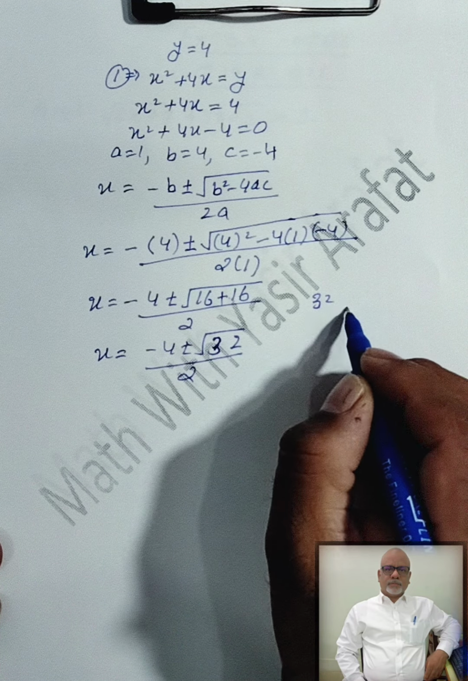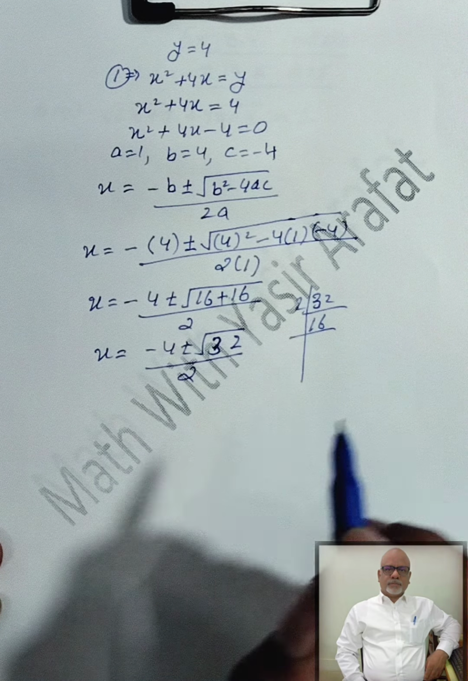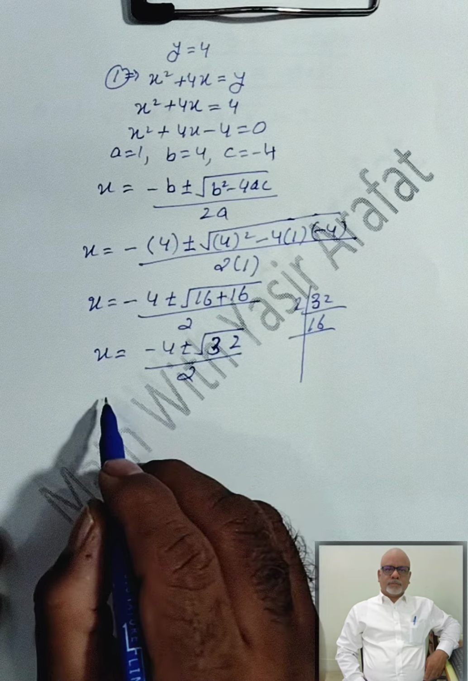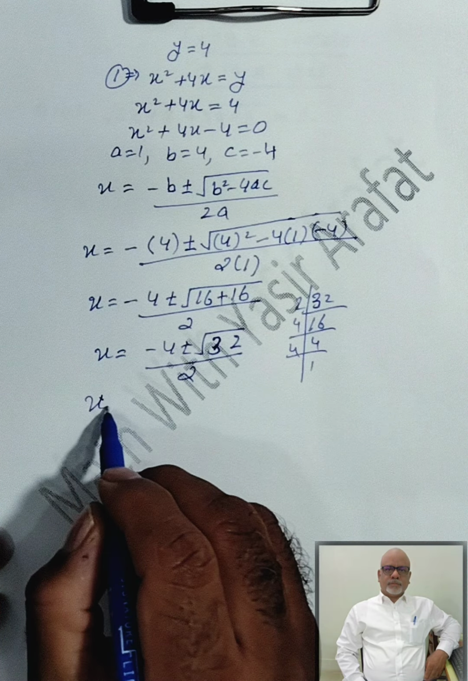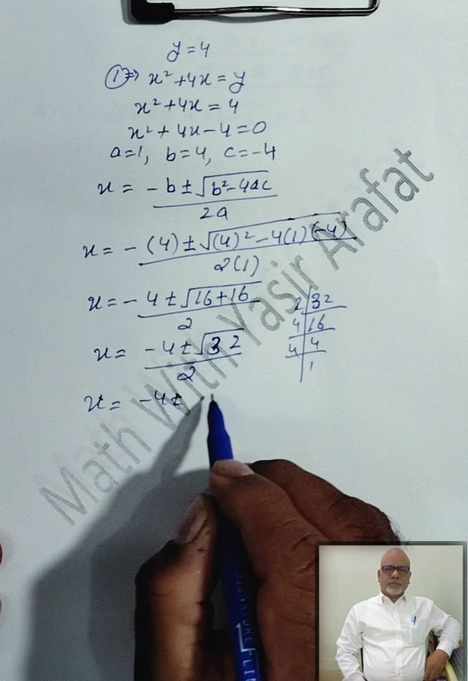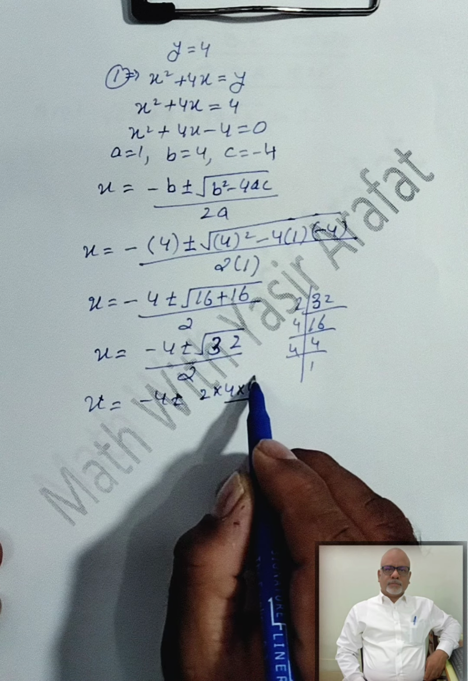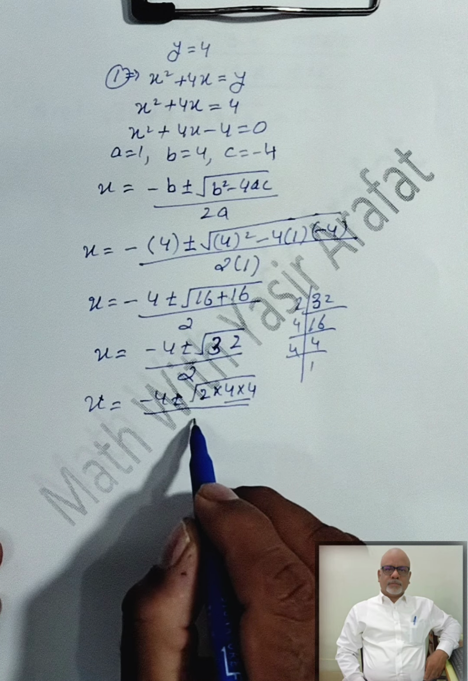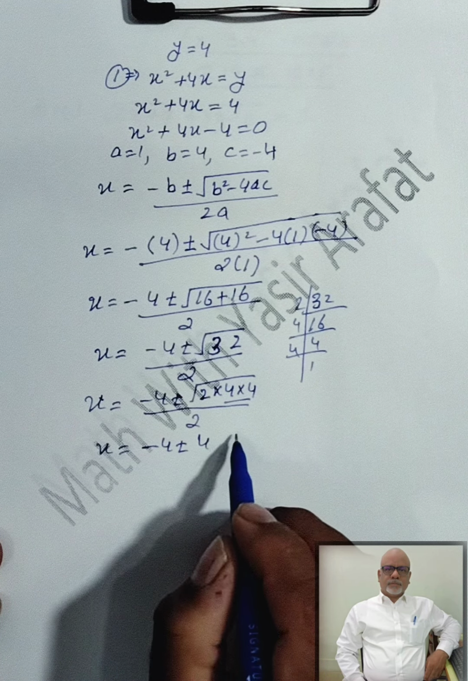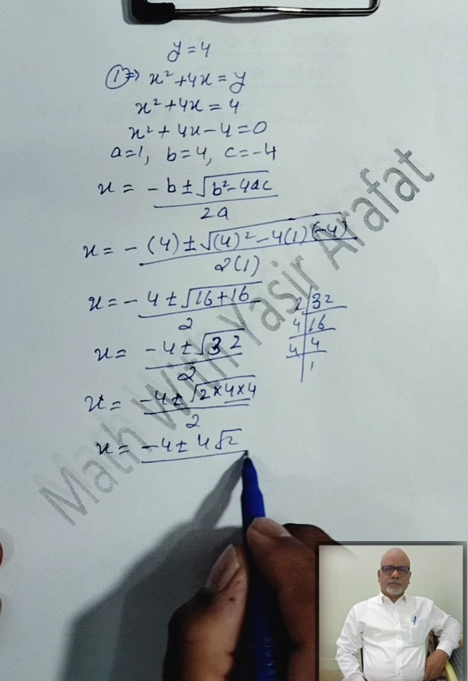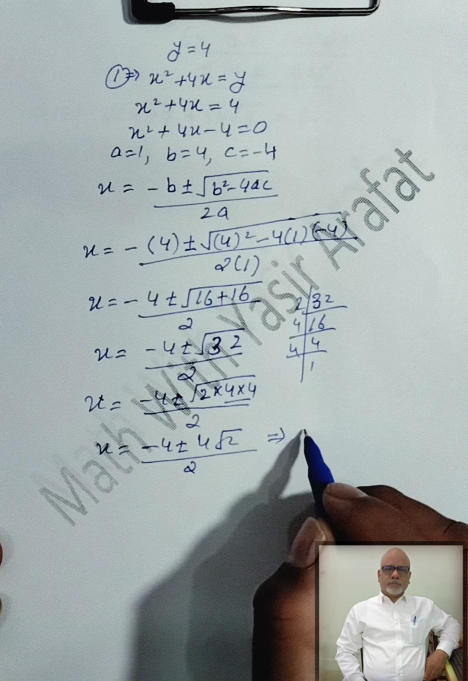So this is minus 4 plus minus radical 32. Make the factors here: 2 ones are 2, and here 4 fours. So this is minus 4 plus minus 2 multiplied by 4 multiplied by 4, the pair here. So this is minus 4 plus minus 4 radical 2 divided by 2. So just take out 4 common here.